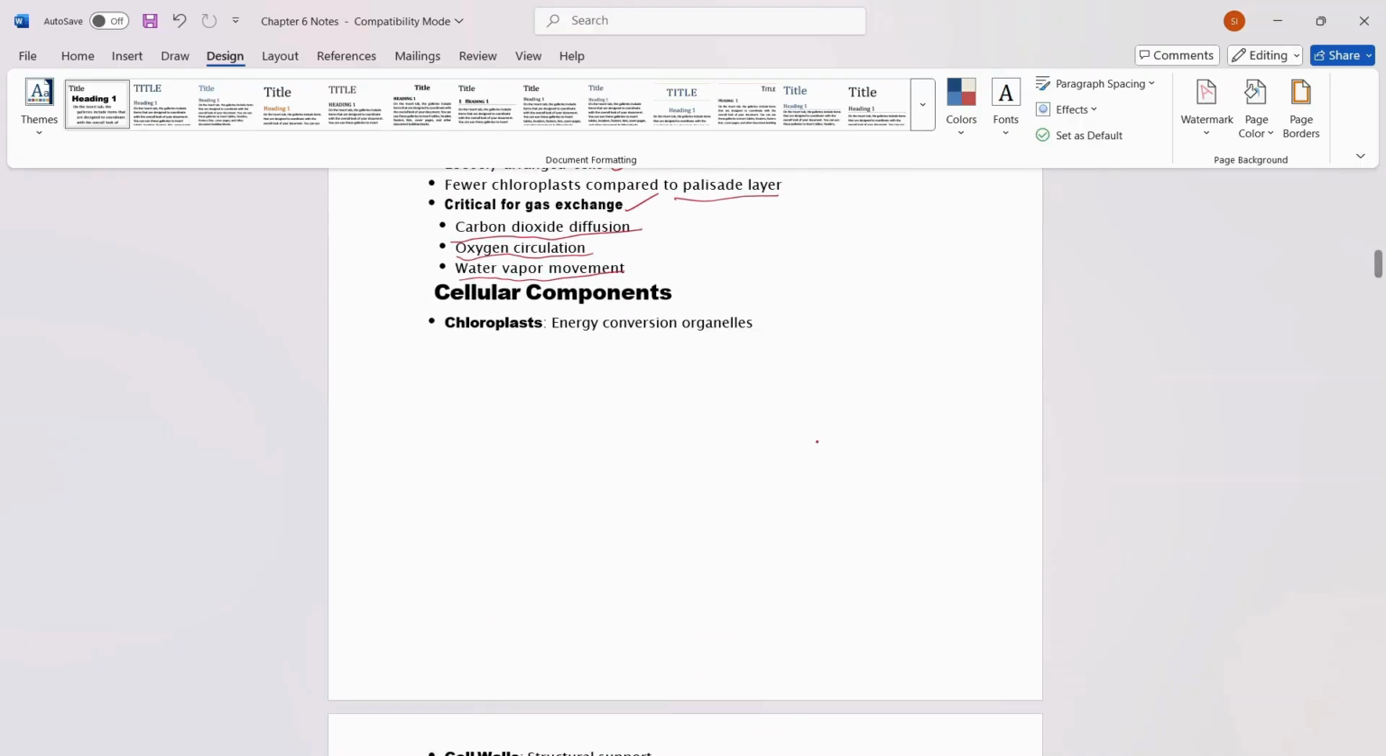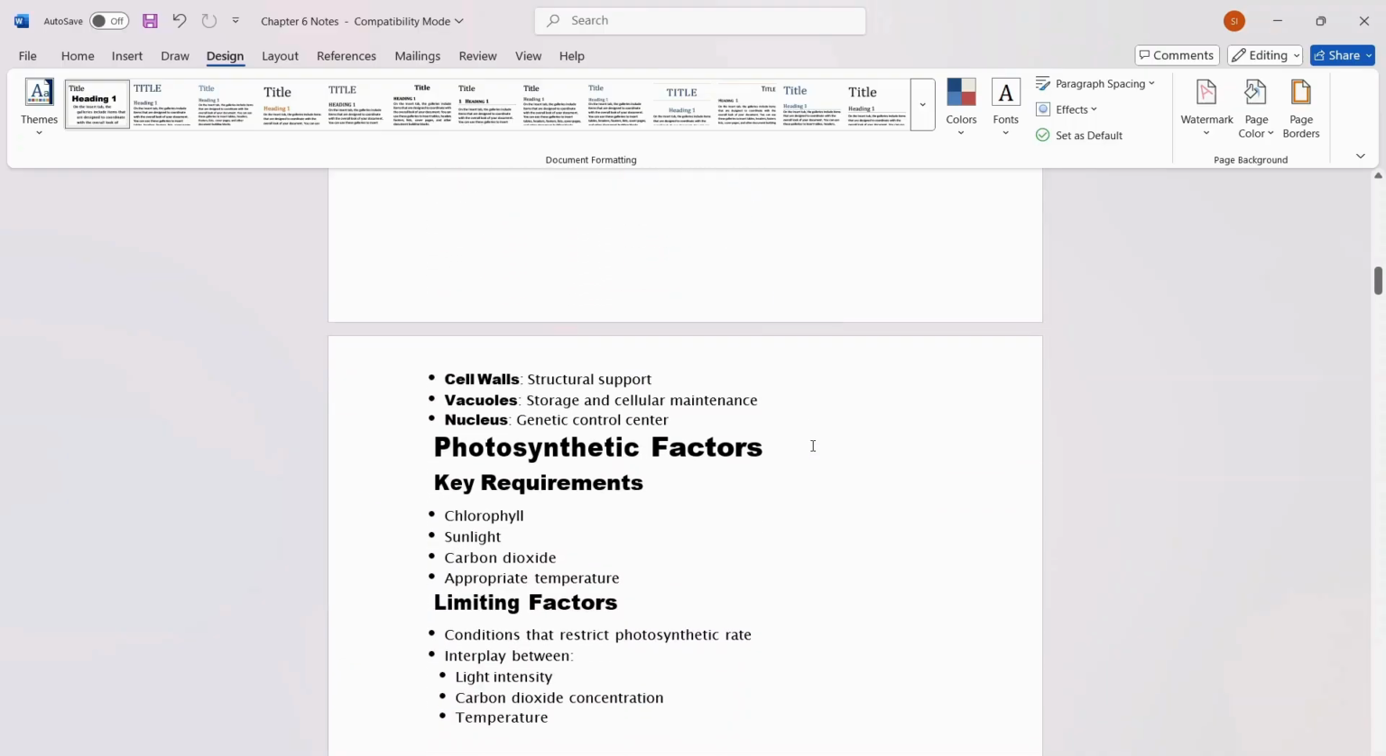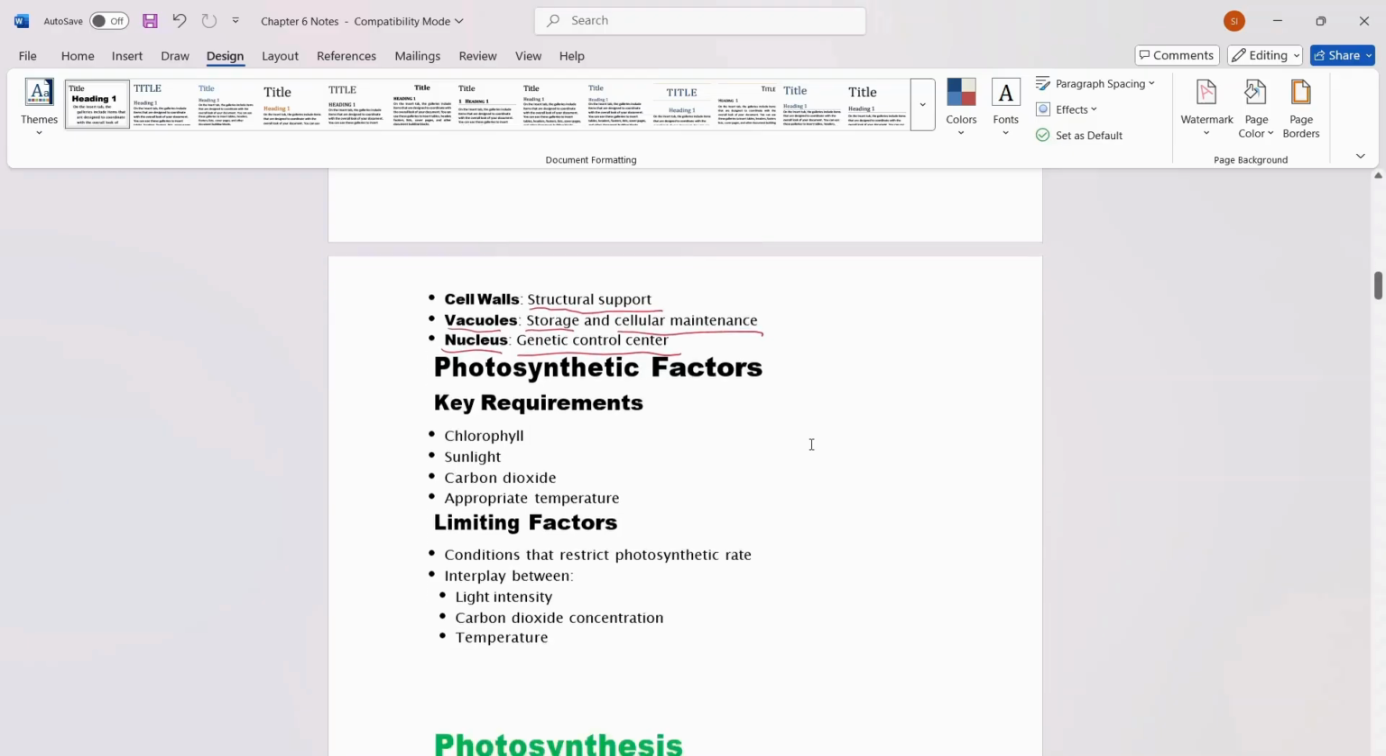Next we have cellular components. First is chloroplast. Chloroplasts are the energy conversion organelles. Cell wall is for structural support. Vacuoles store materials and help in cellular maintenance. Nucleus is the genetic control center.